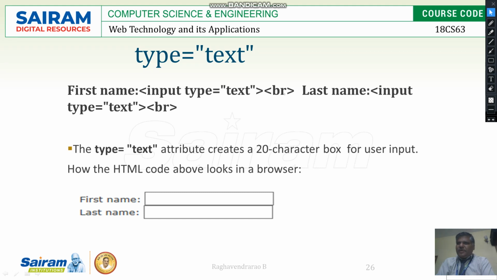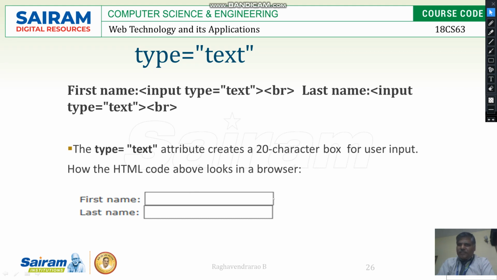Then there is a break statement, which goes to the second line. Then last name, input type is text, break. So this BR is represented here. The first name is here. This is the first name. Then it is a text box where the text is going to be written.